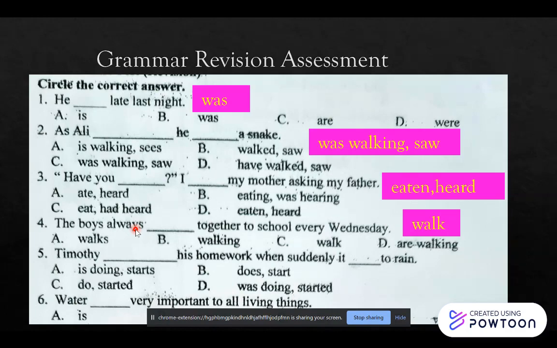Timothy, the next one was doing and started. Timothy was doing his homework when suddenly it started to rain. It's in the past continuous tense.